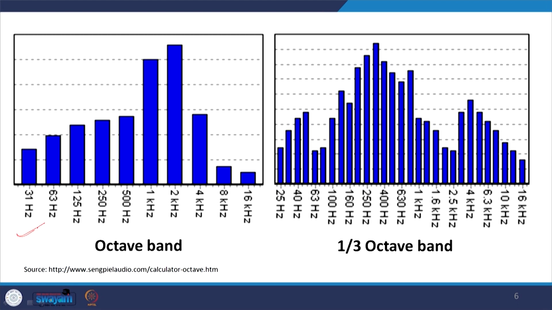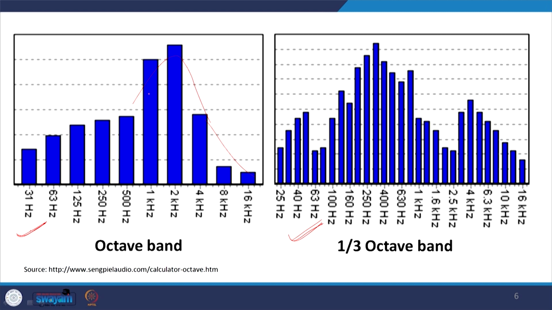This is how this signal comes out in octave band, and this is how the signal looks in 1/3 octave band. So when you observe this in an octave band, you will see that this is how the signal is varying. The intensity is lower here, then there is a peak around 1 and 2 kilohertz, and then it again decreases like this. So this is what observation you get from octave band.